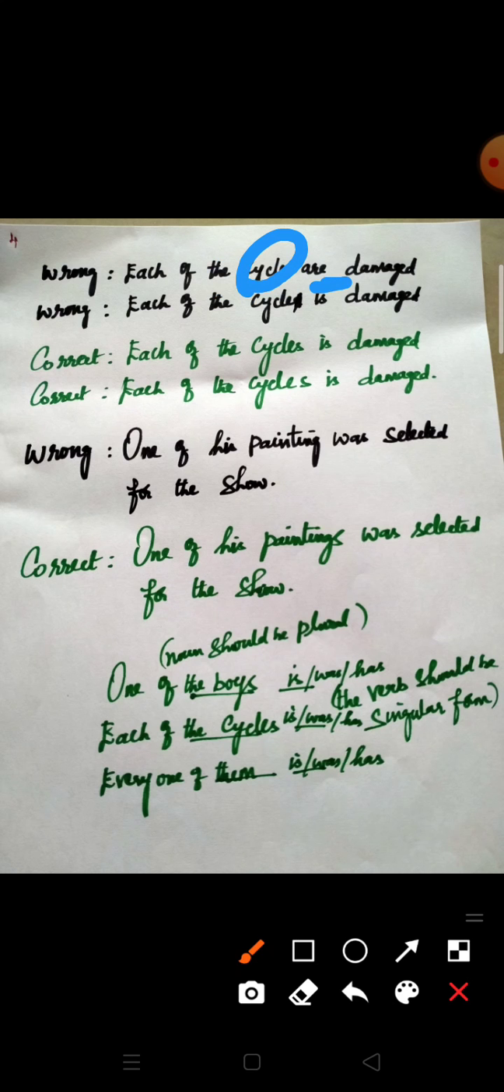So look at the first one, "each of the cycles" is correct because the noun is plural. The verb we should change into singular. So "are" should be changed into "is". Okay. So the error is in the verb. Look at the second one, "each of the cycle is damaged." Only "cycle" is given, it is wrong.